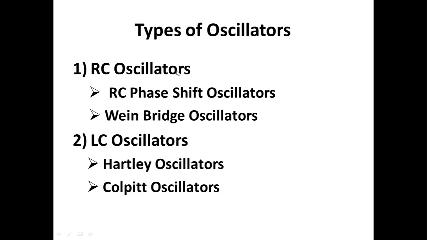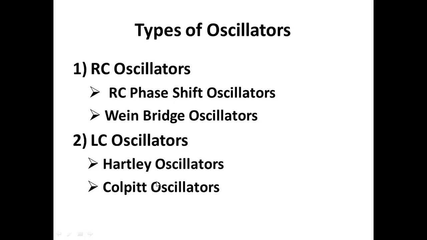Now the RC oscillators are classified into two types, and they are phase shift oscillator and Wien bridge oscillator, whereas LC oscillators have two types, Hartley oscillator and Colpitts oscillator. Now let us understand the circuit of RC phase shift oscillator using op-amp.